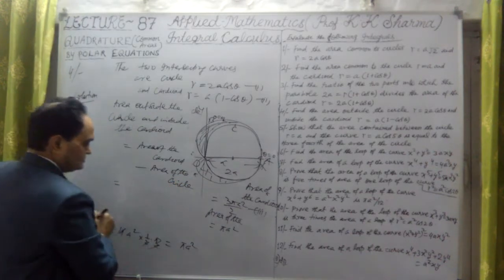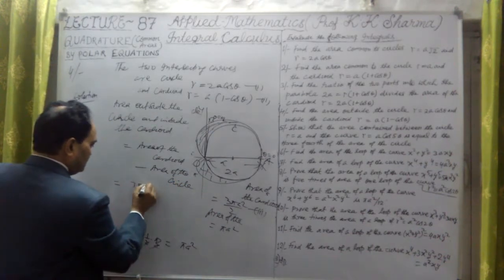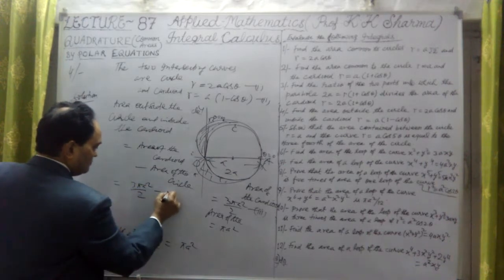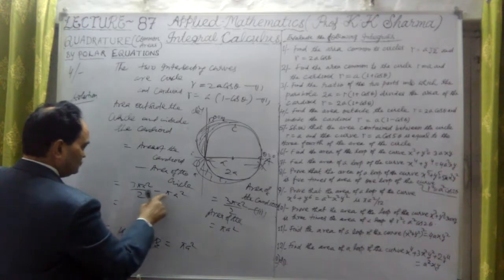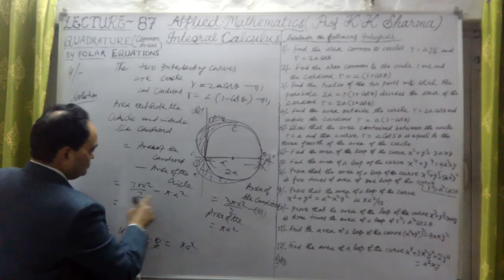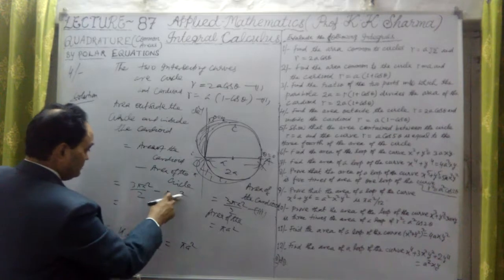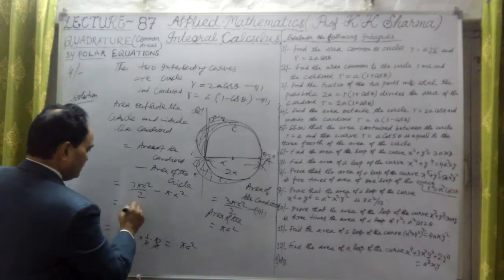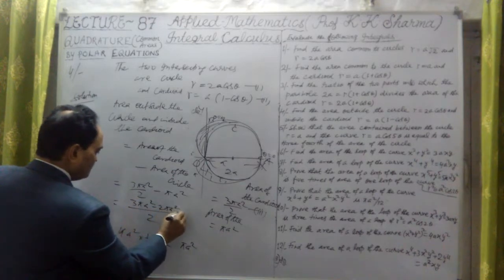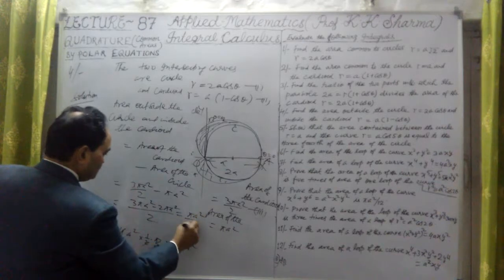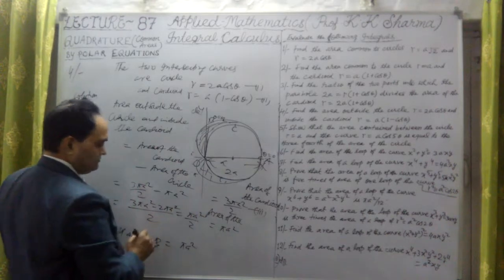So this gives us cardioid area 3 pi a square upon 2 minus pi a square, the area of the circle. So this will give us 2 4 is 3. Sorry, 2 pi a square. So this is only pi a square upon 2. If I take 2 as LCM, it is 3 pi a square minus 2 pi a square. That means pi a square upon 2. This is the answer here.